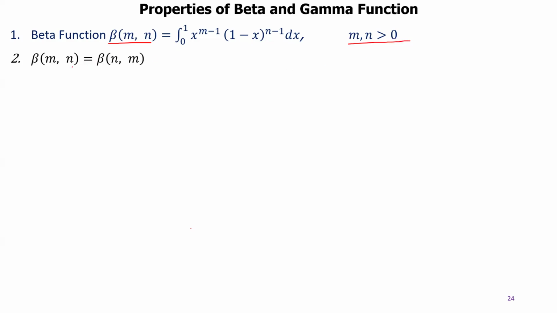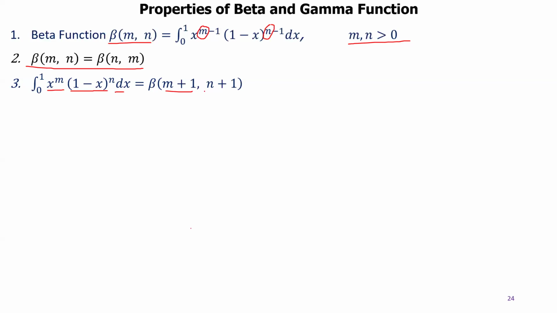Beta of m, n is equal to beta of n, m. So it satisfies the commutative property, meaning in x to the power m minus 1 and 1 minus x to the power n minus 1, this m and n can be interchanged. The third property, integration under the limit 0 to 1 x to the power m into 1 minus x to the power n dx is nothing but beta of m plus 1 and n plus 1.